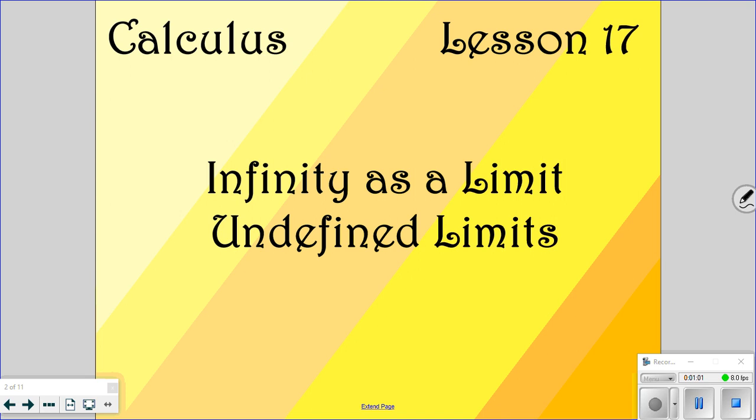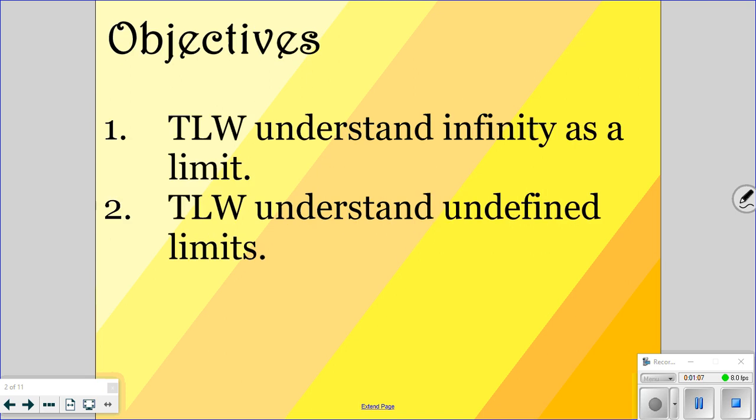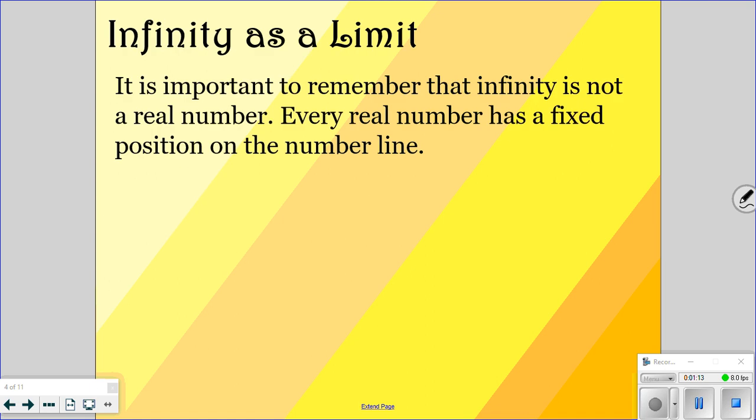We're looking at lesson 17 today. We're looking at infinity as a limit and undefined limits. So hopefully after this lesson you'll understand infinity as a limit and undefined limits. You have to remember that infinity is not a real number. A real number you can put on a number line. Infinity we cannot put on a number line.